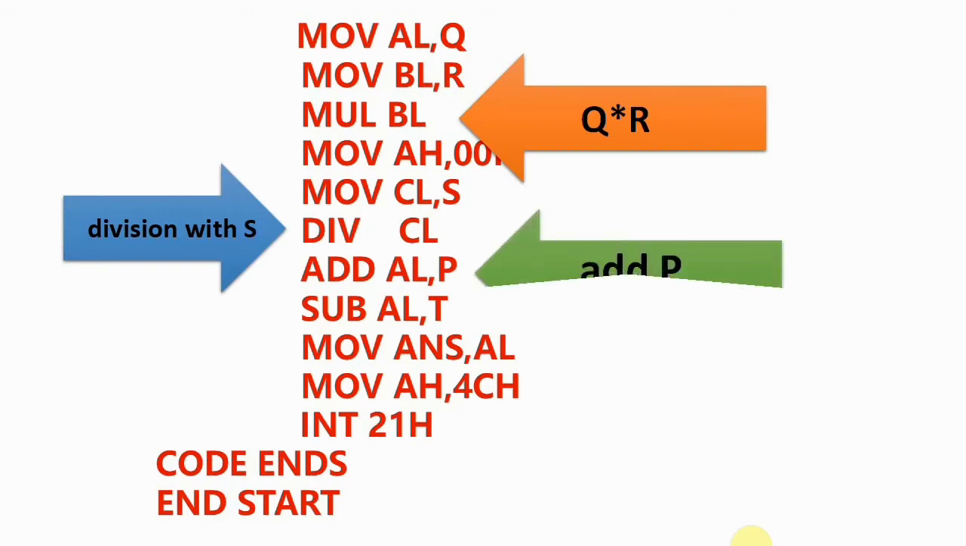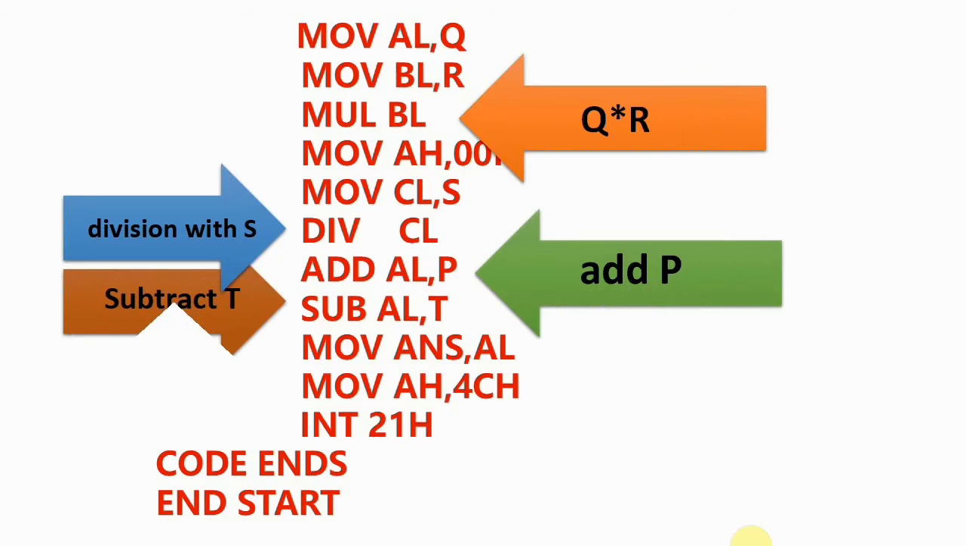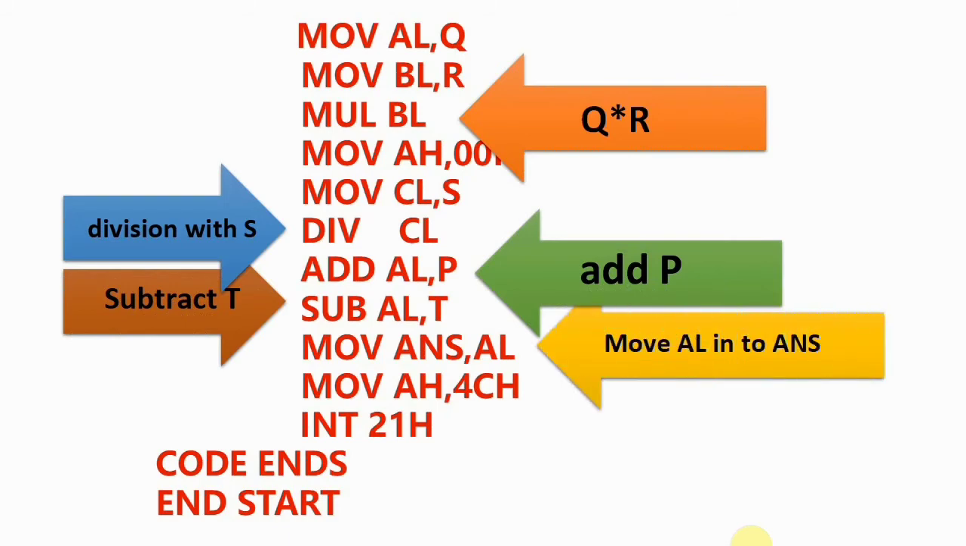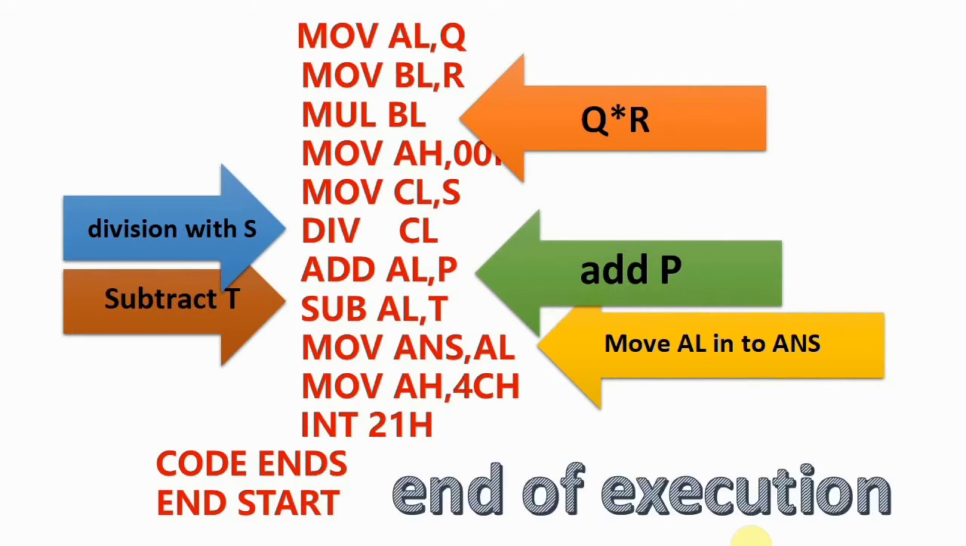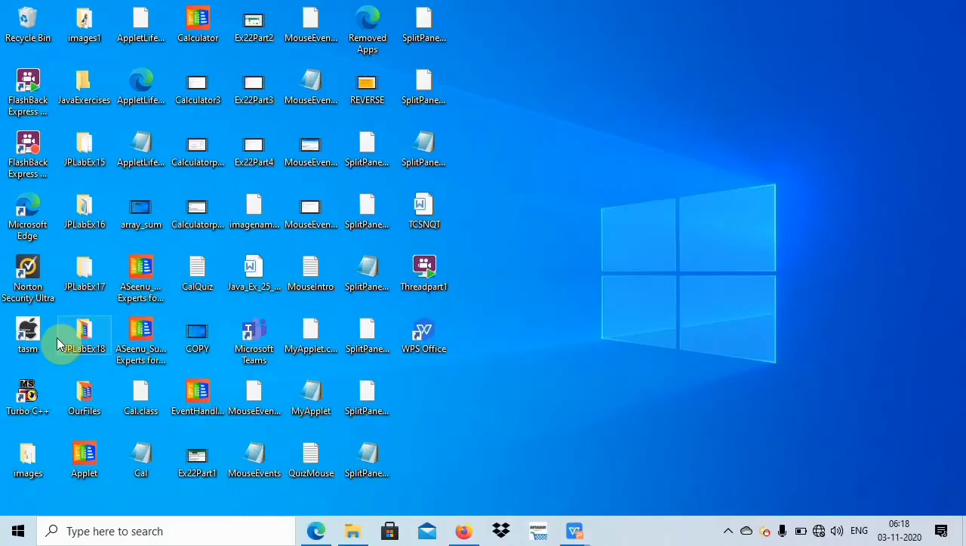Then add P to the quotient value that is in AL. Then subtract T from that AL. So this is the total operation or the sequence of operations. Then AL will have our answer. So we are moving AL into answer. So it's a very simple program. We have just followed a sequence of operations based on their operator priorities. Move AH comma 4CH, interrupt 21H will end the execution. Now we'll move on to the execution part.